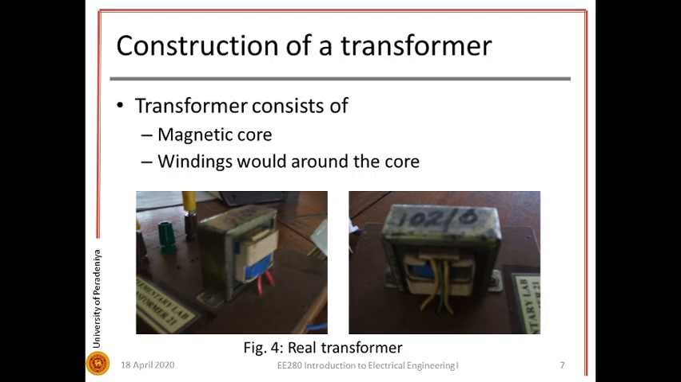A transformer will have two main components. One is the core and the second one is the winding. I mentioned that a transformer is an electromagnetic device. Therefore, there should be a path for the flux flow, which is going to be the core, and the electrical parameters, voltages and currents, are going to flow in the windings. So this is an image of a transformer which you could see in the laboratory.